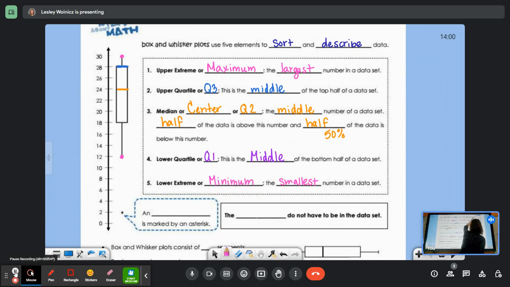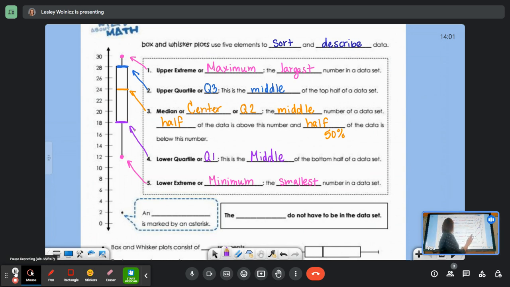I guess what I meant to do was draw some arrows, but I failed to do that, so I will do it now. Will you do this with me and draw some arrows? I didn't even put Q1 on here. So it goes minimum, quartile 1, quartile 2, quartile 3, maximum. 1, 2, 3, bada bing, bada boom.